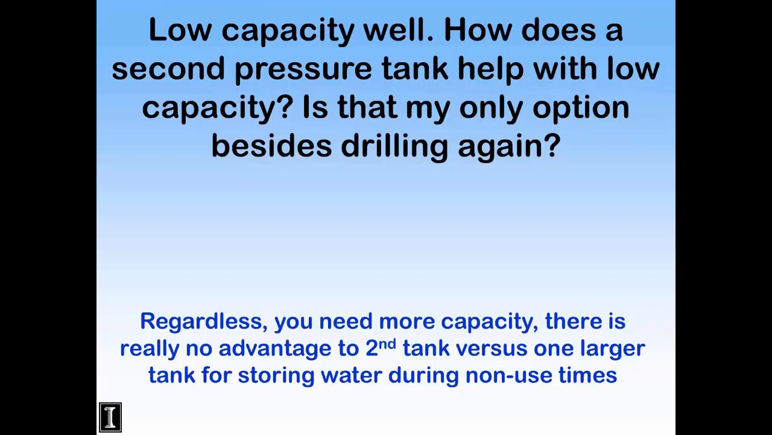In most low capacity wells, you have a larger or very large pressure tank, with the idea that when everybody's sleeping, or during the day when everybody's gone, it can fill up and then provide water for those times when you are there. So there's really no advantage to having a second tank versus just a larger tank, but the bottom line is if you have a very low capacity well, you need to have storage capacity so that you have water when you need it.